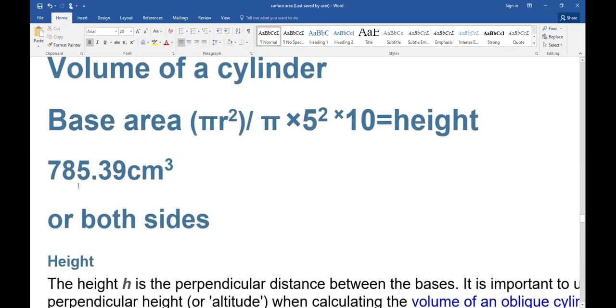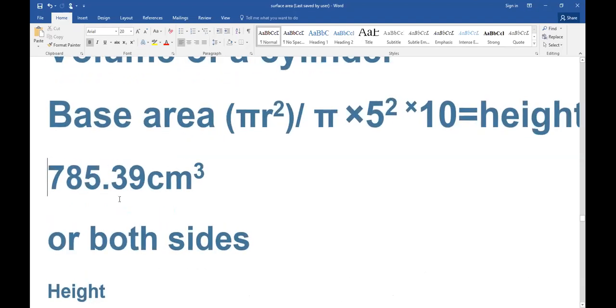See this one well. 785.39 centimeters cubed or cubic centimeters. Significant figures: 1, 2, 3, 4. We consider the 5th significant figure here, which is 9. So we now round off: instead of having the 3, we have the 4.